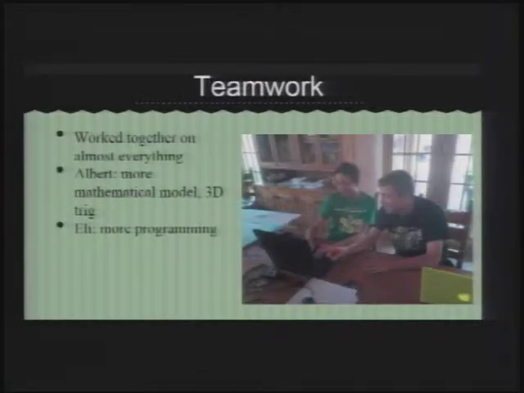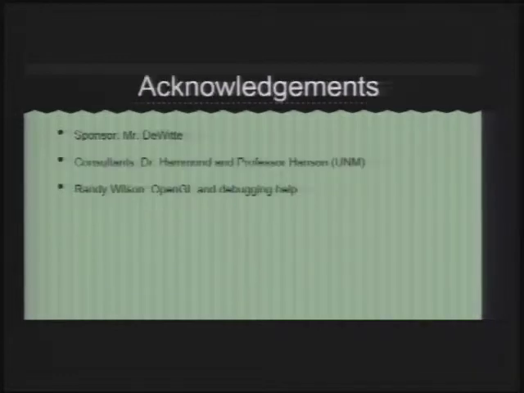Just really quickly to talk about the teamwork. We basically worked together on everything. It took a lot of time. In general, as we showed when we presented, Albert worked a little bit more on the mathematical model. He understood more of the three-dimensional trigonometry that was involved with calculating forces and things like that than I did. But I have a little bit of a longer time coding, so I worked a little bit more on the programming. But in general, everything was worked on together. Everything was done through pair programming, etc.